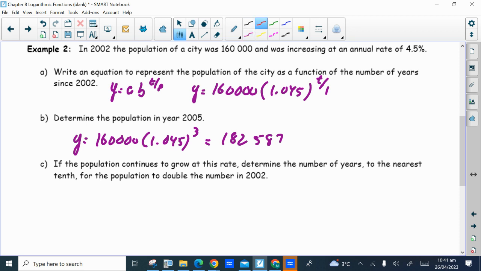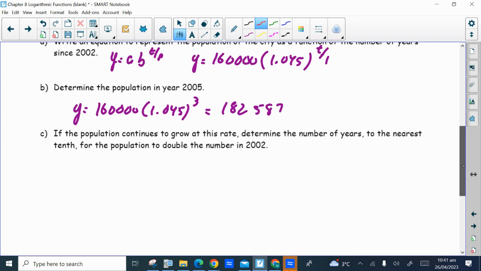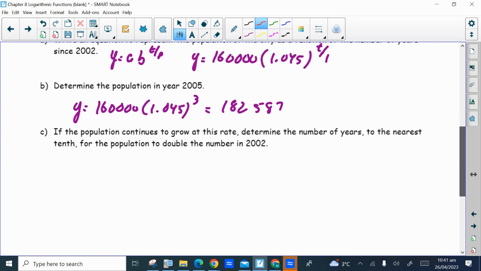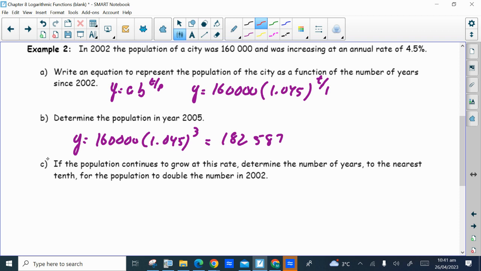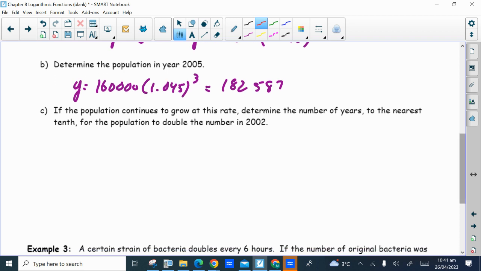If the population continues to grow at this rate, how long would it take for the population to double? Which means that the amount at the end would be 320,000. And when you divided both sides by the 160, you would get 2 on the left. So this is the equation that we need to solve t for.